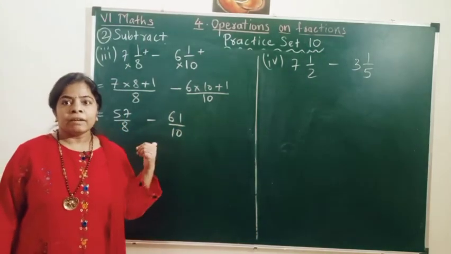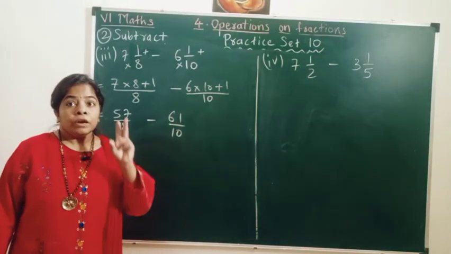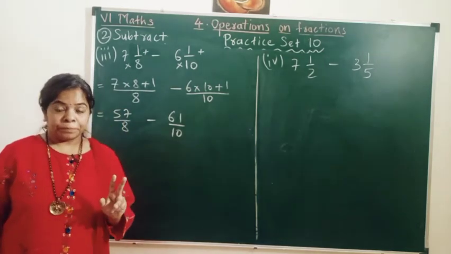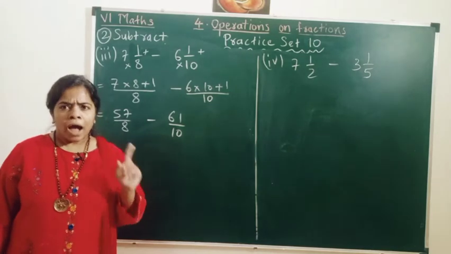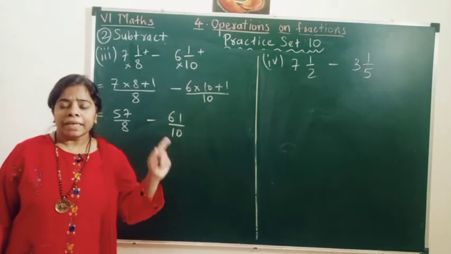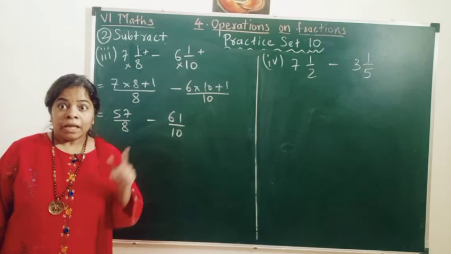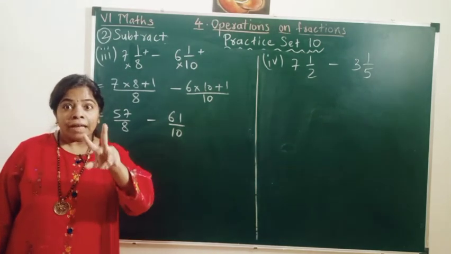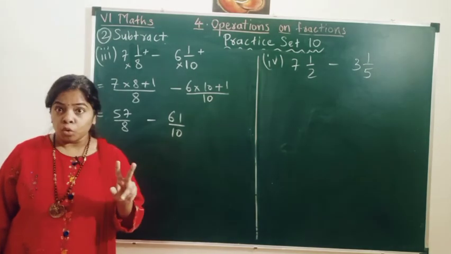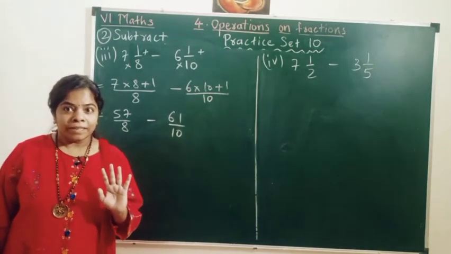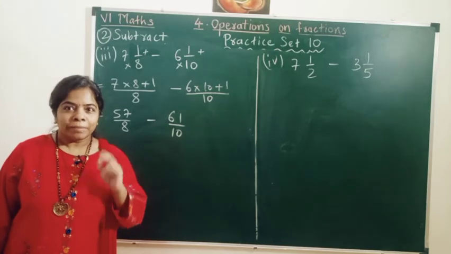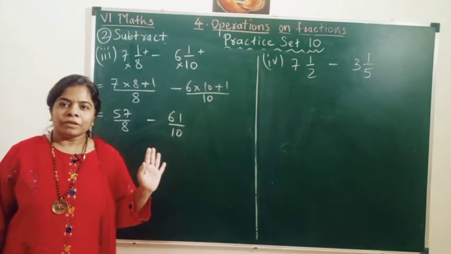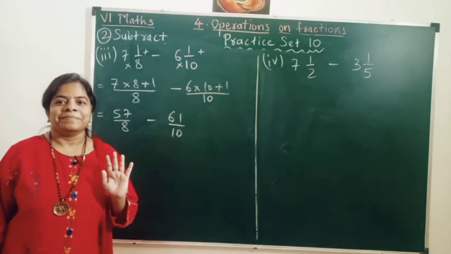Now let us see the denominators, children. Ask yourself two questions. Are the denominators the same? No. Are the denominators coming in the same table? Yes. They come in the table of 2. So children, the answer for both questions is not no. You cannot cross multiply them. You can, but you will get a very big answer. Then you will have to cancel.